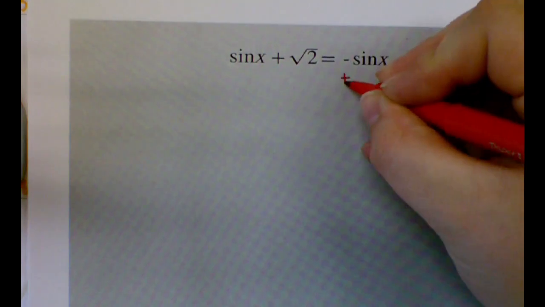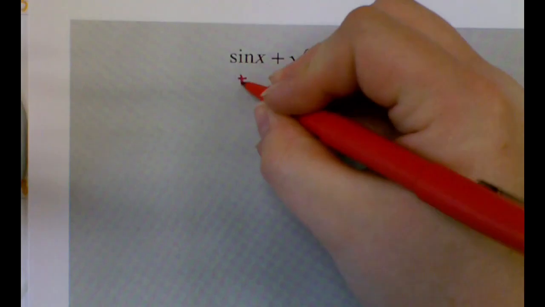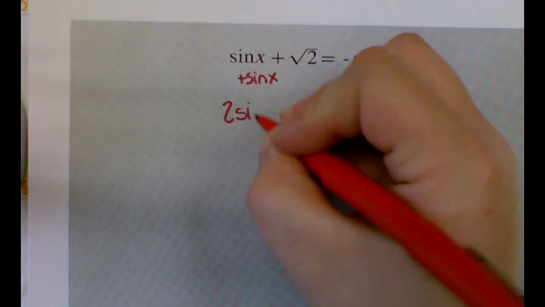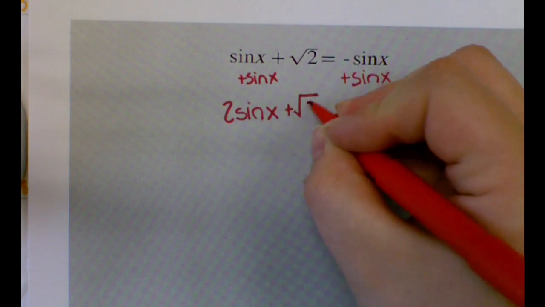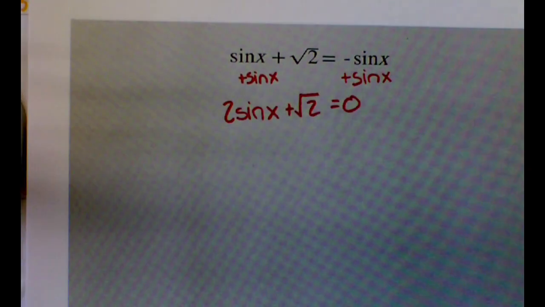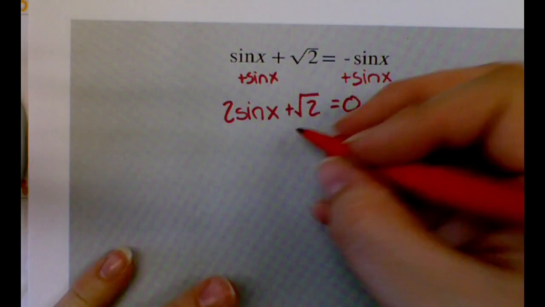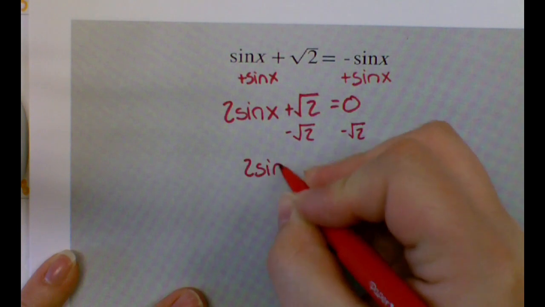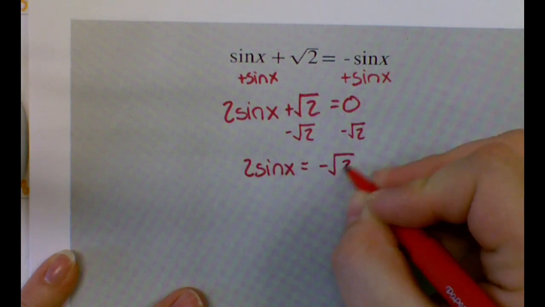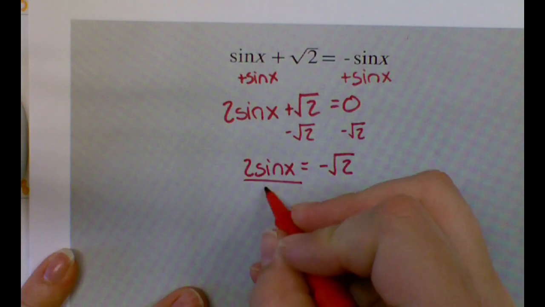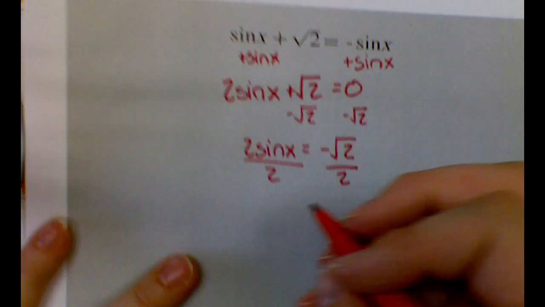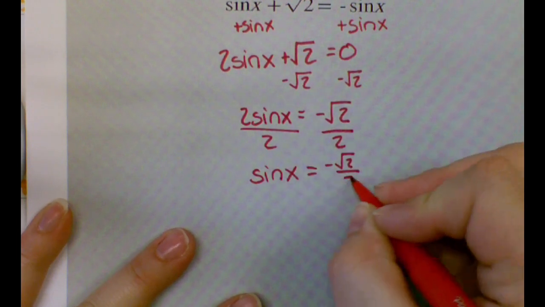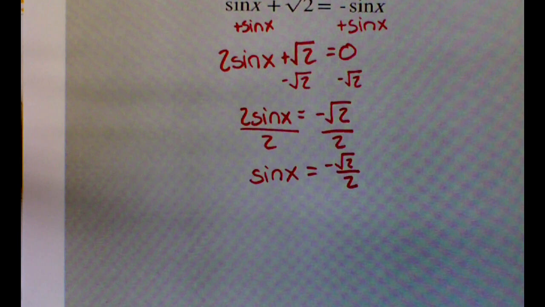So I'm going to add the sine of x to the other side. Sine of x plus sine of x makes 2 sine of x equals 0. And now I want to get the sine of x alone. So I'm going to subtract that square root of 2. And then I need to divide out this 2. So my answer is the sine of x equals negative square root 2 over 2. But now I need to know what x is.